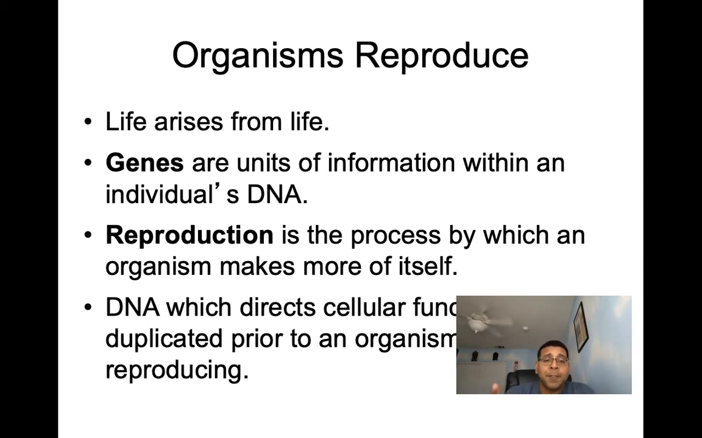Okay, so life arises from life. And we said genes are going to contain information. So genes are units of information within an individual's DNA. We've got a chapter dedicated to just genes, DNA, and genetic information. Next term, reproduction. Reproduction is the process by which an organism makes more of itself. DNA is important because DNA is going to direct cellular functions, and DNA is going to be duplicated prior to an organism reproducing.